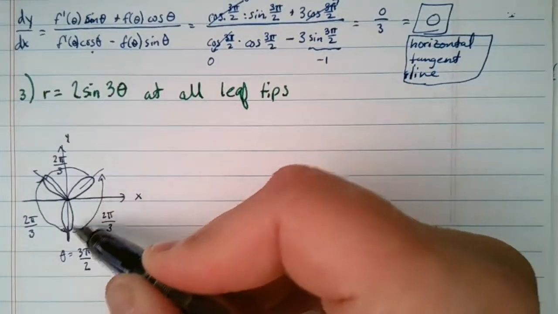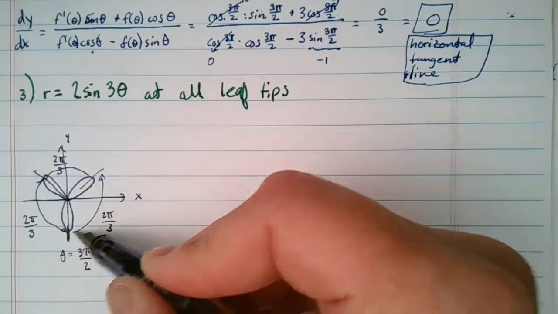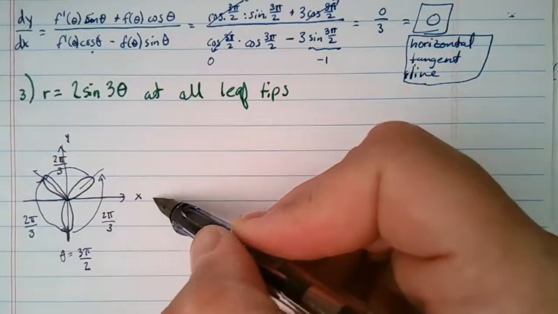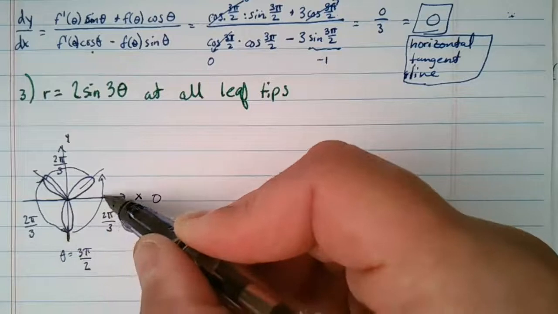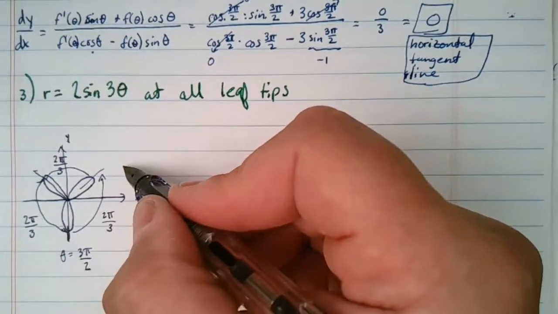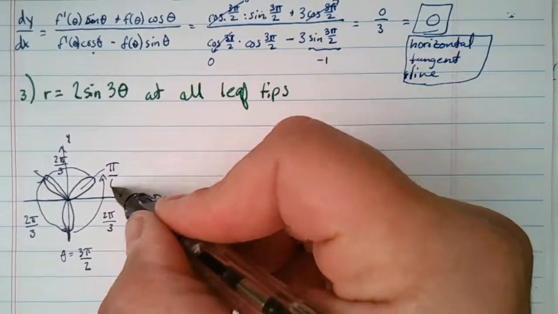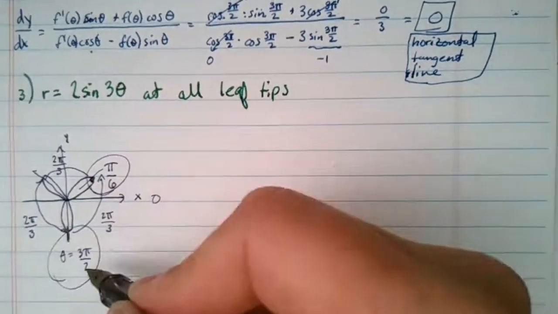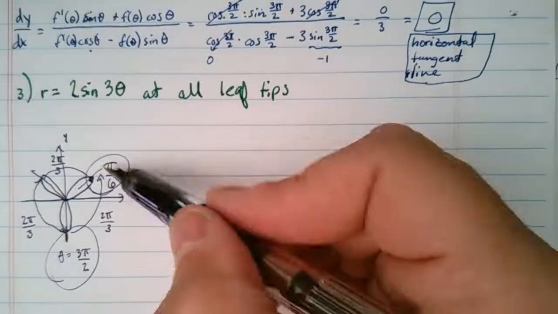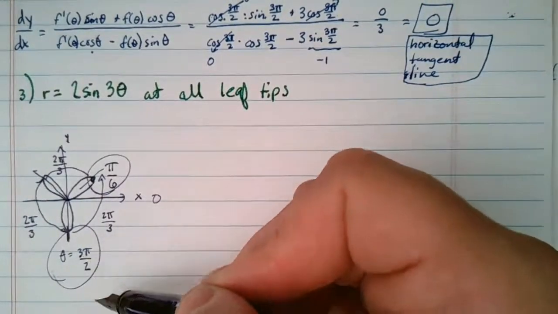So if I take 2 pi by 3 and I go to here, that's going to be 0. Okay, so that's going to be 0. And then we go a little bit further, and what you'll find is this is going to be at pi by 6. Okay, so this leaf tip will be at pi by 6. This leaf tip will be at 2 pi by 3. Or 3 pi by 2. Dyslexia there.